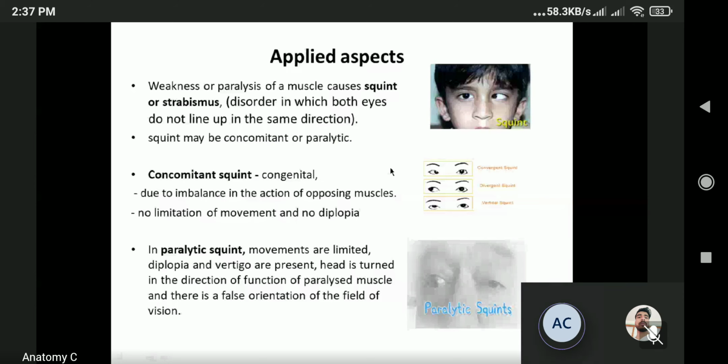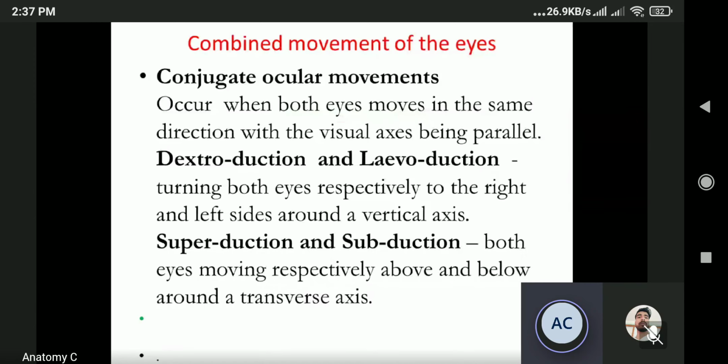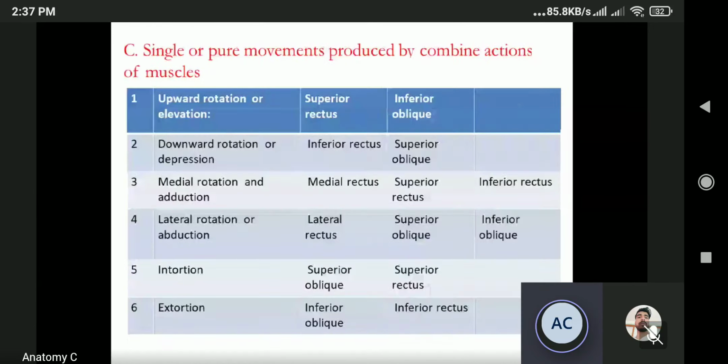So applied: squint. What is squint? Squint and strabismus are the same thing. You have to go through this. Okay, so your ortho class is tomorrow. So what about today's class? Axis movement, your ortho class.